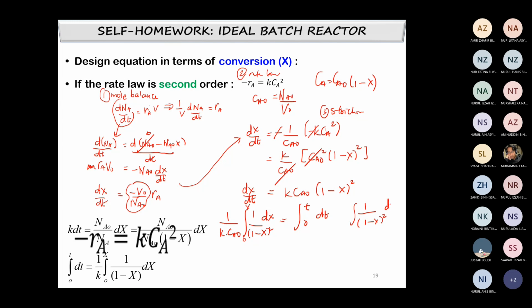So what do we get? When you integrate this, you will get X over 1 minus X. Okay, we have to recall our mathematics. So from there, at the end we get t is equal to, what we integrated, X over 1 minus X, and there is k times CA naught. Okay, so this is the answer. Do you understand the steps? Understand, doctor. Okay, understood. So let's go to an exercise.